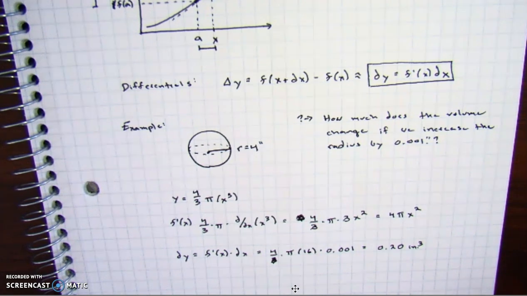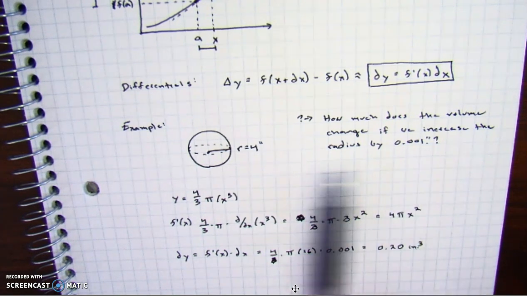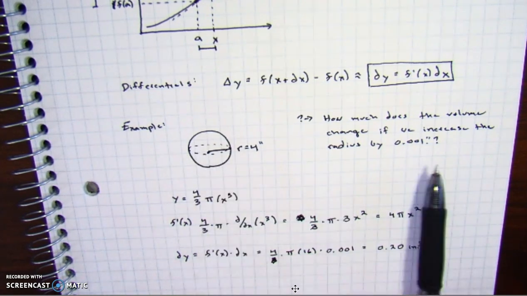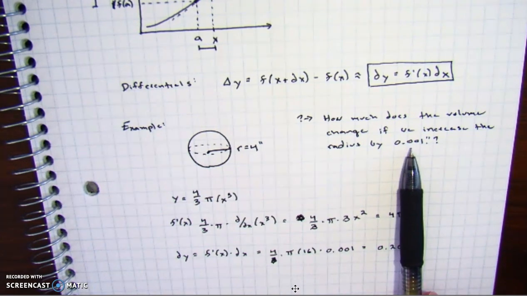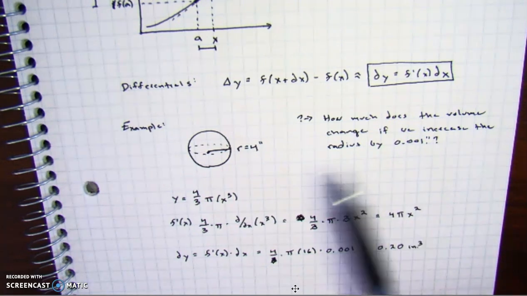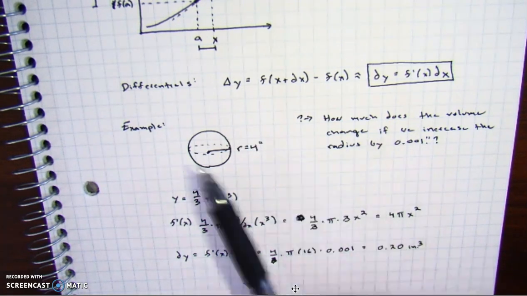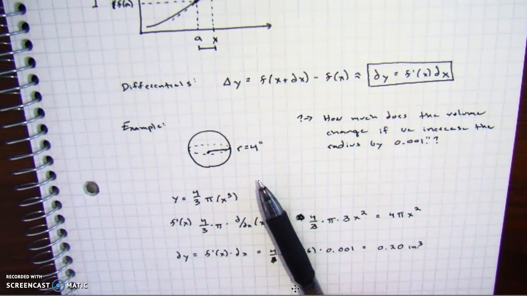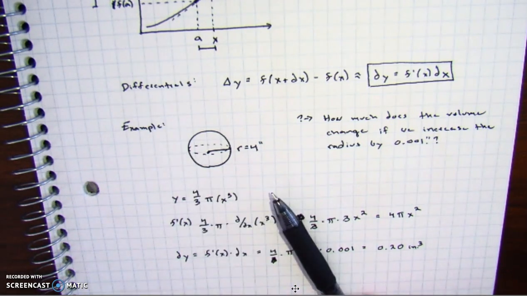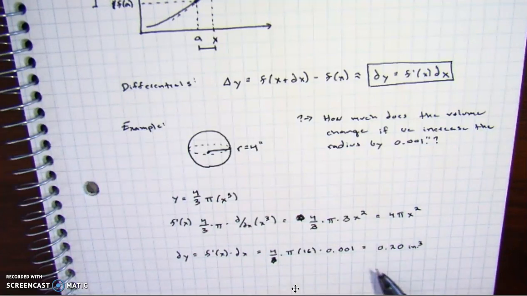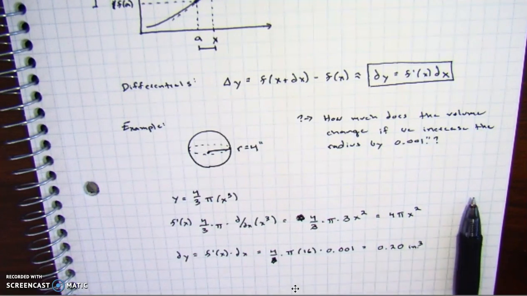So you can see how this would be helpful. Like, let's say that you're designing these spheres and you want to have your tolerance within this, plus or minus this. Well, then you could use these differentials to figure out, well, what's going to be the max and min volumes that you're going to have. So any time that something changes, like if you want to add a certain amount or take away a smaller amount to a certain thing, then differentials are going to be really helpful for us to be able to quickly estimate exactly what that's going to be.